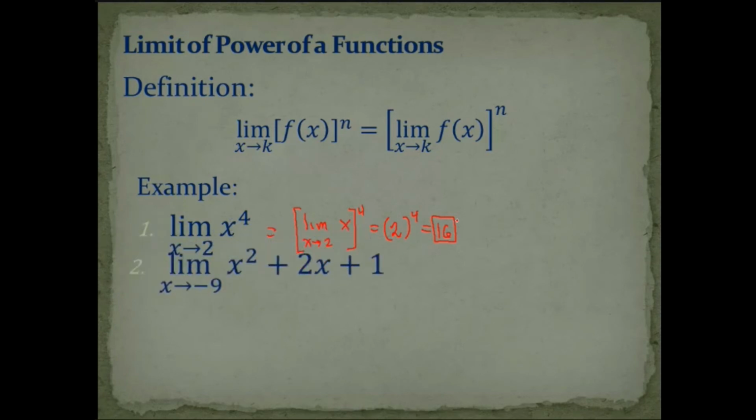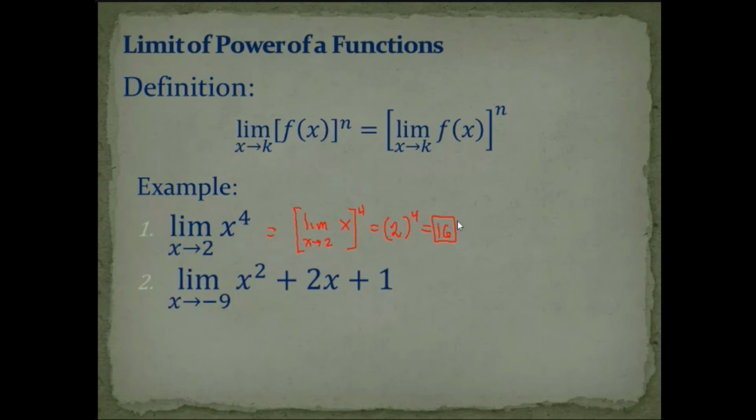Okay. Number 2. Limit of x squared plus 2x plus 1 as x approaches negative 9. So, hindi lang power rule ang ating gagamitin dito. Kasi merong operation, no? Sum. At kung papansinin mo may 2x. So, ang gagawin mo dito, yung rule number 3. Okay? So, ito yung magiging kapag gagamitin natin yung mga definition na na-discuss ko. So, ito yung magiging limit of x as x approaches negative 9. Then, square this.